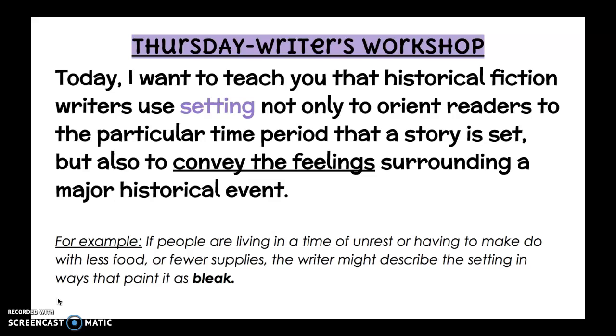Today, I want to teach you that historical fiction writers use setting not only to orient readers to the particular time period that a story is set, but also to convey the feelings surrounding a major historical event. For example, if people are living in a time of unrest or having to make do with less food or fewer supplies, the writer might describe the setting in ways that paint it as bleak.